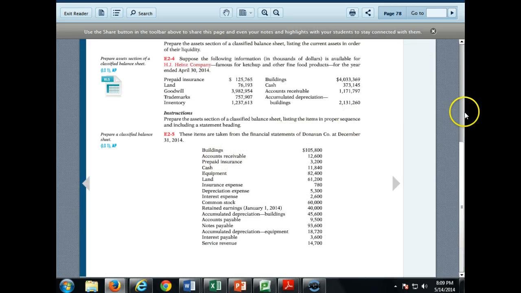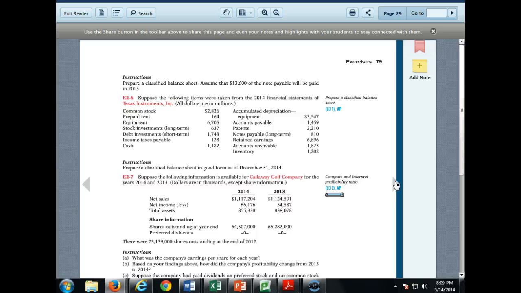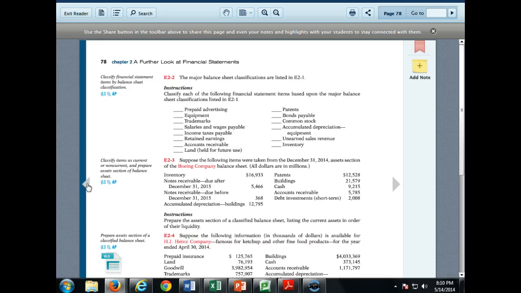These items are taken from the financial statements of Donovan Company at December 31st, 2014. So it's a list of all these items. We have to prepare a classified balance sheet, and we're going to assume that $13,600 of the note payable will be paid in 2015. So what does that tell us? A portion of that's going to be a current liability, isn't it? Okay, so guys, how are we going to do this? Where do we even begin?